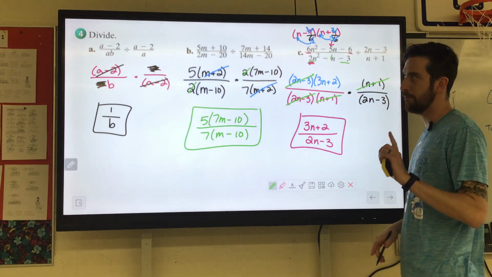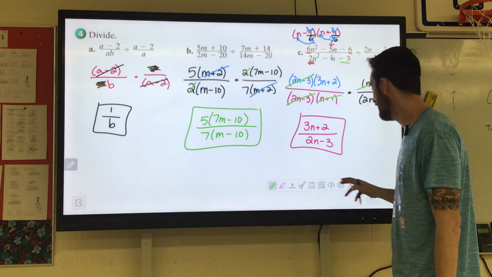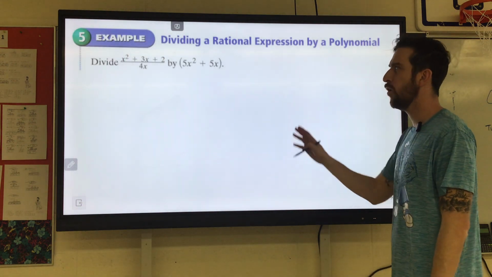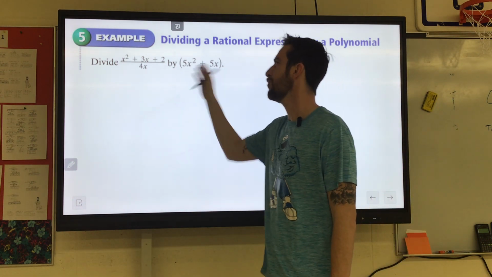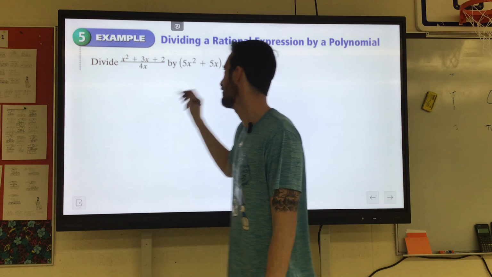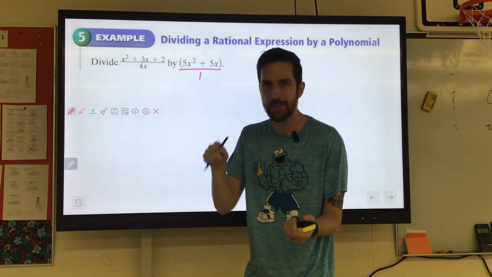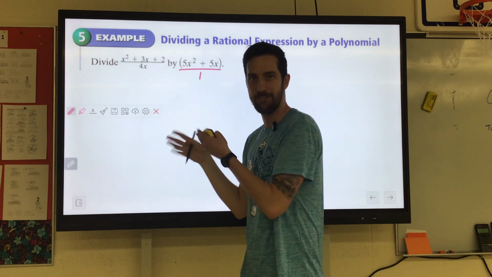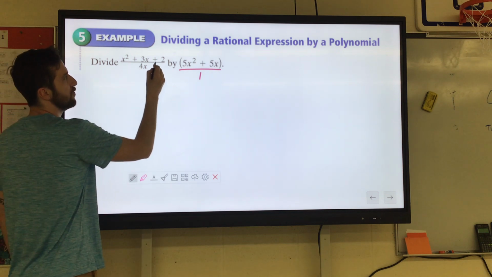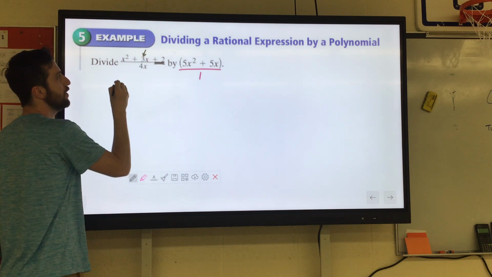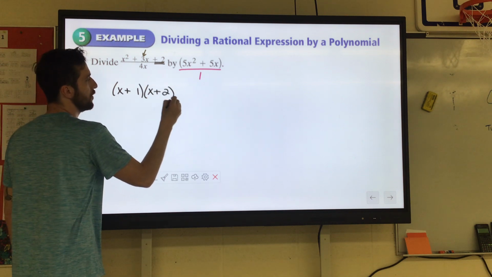All right, we have one more type of problem, and it's similar to what we just did. It's dividing again, but, oh, we're dividing by a polynomial. Look, it's over 1, right? This is 5x squared plus 5x over 1. So we're just going to change it and make it 1 over that when we multiply it. All right. x squared plus 3x plus 2. Factors of 2 that add up to 3 would be 1 and 2. x plus 1 times x plus 2.